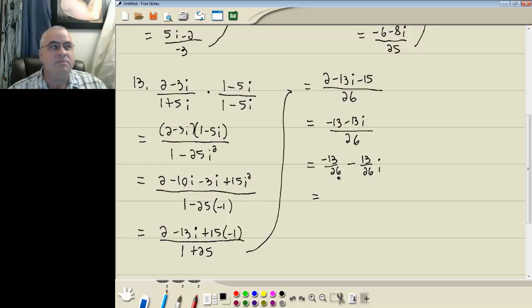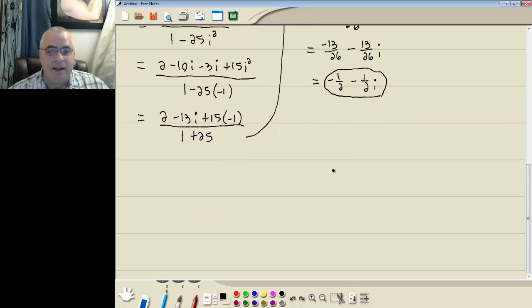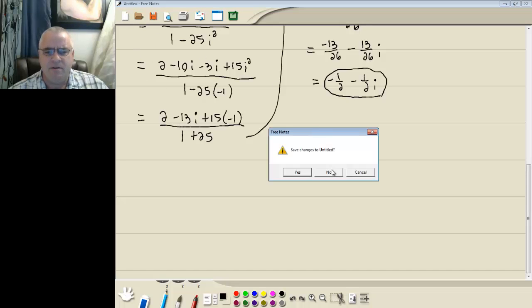Now 13 and 26 are both divisible by 13. So this becomes negative 1/2 minus 1/2 i. Assuming I didn't make any basic math error. I'd like to be able to check my answers, but obviously it's not going to let us today or ever in that emulator. Let me start a new page so I can do the last problems.